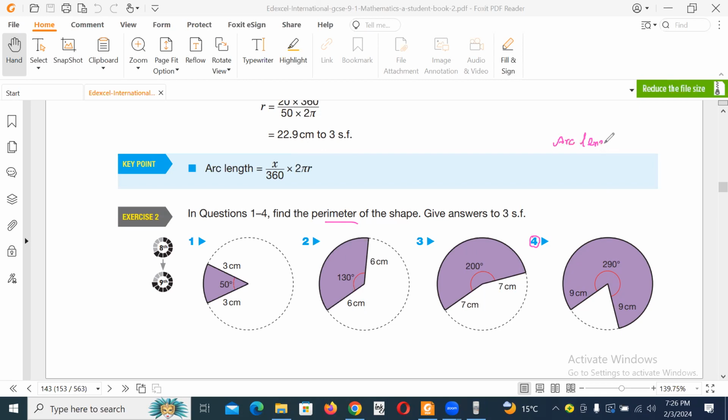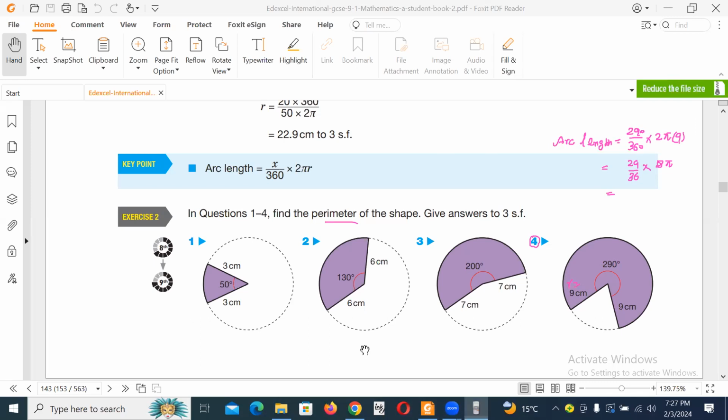Arc length is equal to 290 divided by 360 multiply 2 pi r. r is 9. This is r. r is 9. So we can simplify more. This is 29 over 36. Cancel 0 and 0. So 9 multiplied by 2, 18 pi. Or you can check in the calculator straight away.